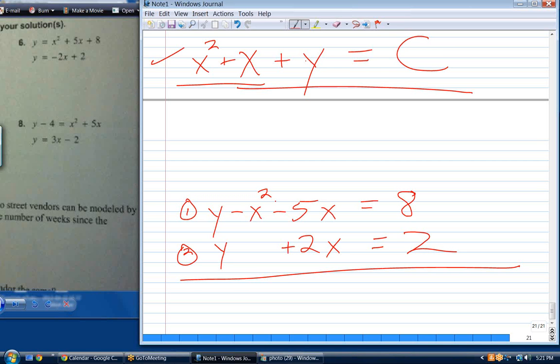Notice that if I take equation number 1 and subtract equation number 2, what that means is I subtract the left side from this left side and I subtract the right side from this right side. Remember, you can always do that. If A equals B and C equals D, then A minus C equals B minus D. You can always subtract two equations from one another. The reason I want to do it is because y will disappear. What's y minus y? 0.